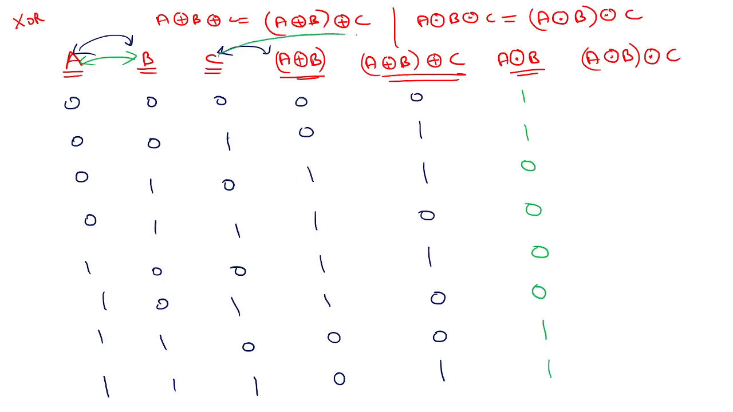Now I have to do it between this and this, the same XNOR operation, right? Let's say 0 and 1, different, so 0. 1 and 1, same. 0 and 0, same. 1 and 0, different. 0 and 0, same. 1 and 0, different. 0 and 1, different. 1 and 1, same. Now, to your surprise, these two are the same.